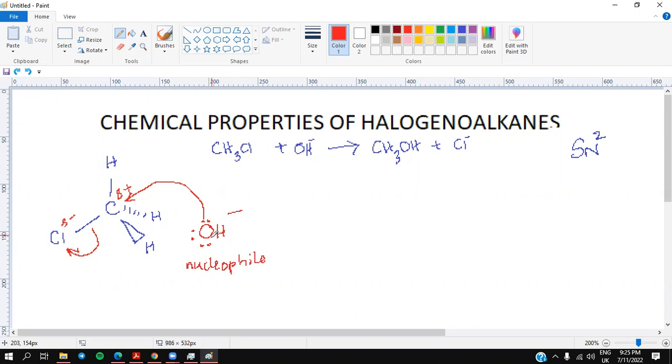I'll repeat, the nucleophile OH minus enters the molecule to join with the carbon, the alpha carbon, and the chlorine removal happens simultaneously. I can draw it in this manner. I draw the carbon in the middle, show the OH coming in. It can be shown using a dotted line.